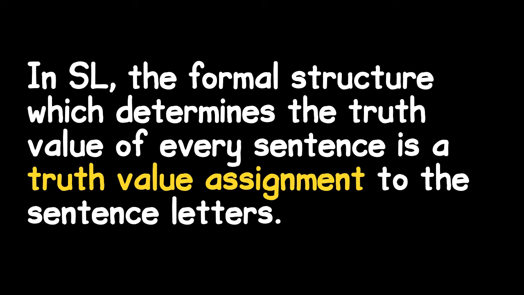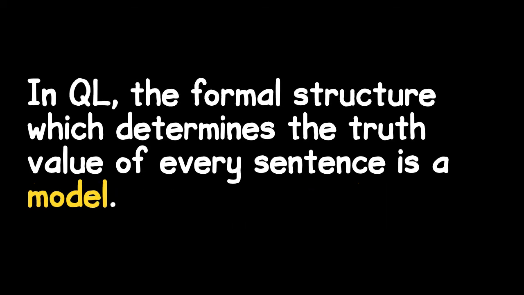This video begins to develop the machinery for models in QL. We saw in the last video that in SL, the formal structure which determines the truth value of every sentence is a truth value assignment to the sentence letters. You can think of it as being like a horizontal row in a truth table. Philosophically, it corresponds to a way that the world could possibly be. In QL, the formal structure which determines the truth value of every sentence is a model.